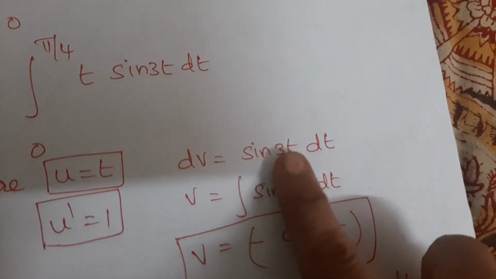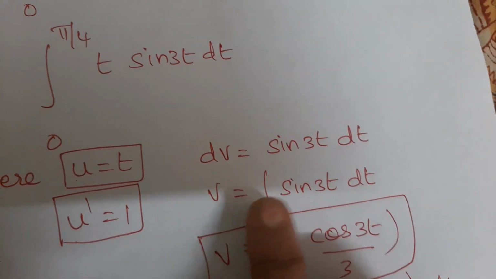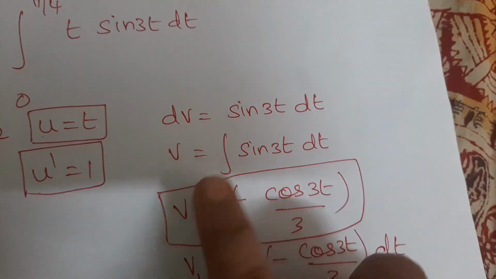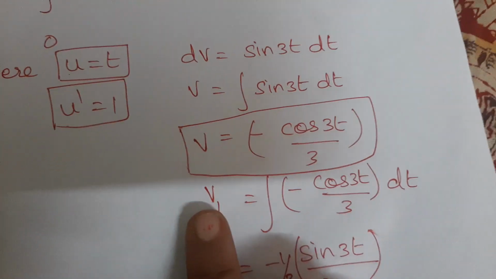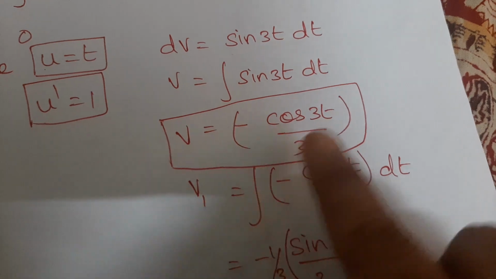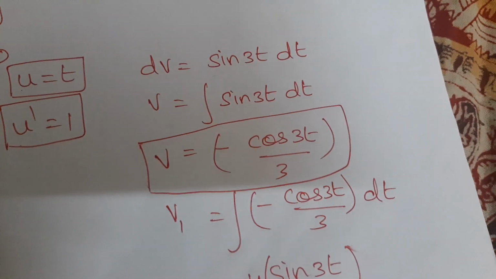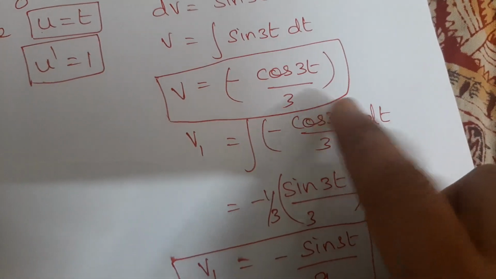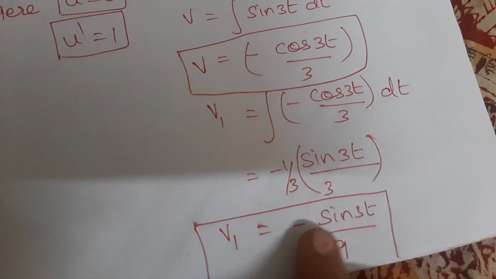So dv is equal to sine 3t dt. From this dv, how can you find v? You integrate sine 3t dt. The integration of sine 3t dt is minus cos 3t by 3. So v1 is the integration of this answer, the integral of minus cos 3t by 3 into dt. This minus 1 by 3 I can take outside. The integration of cos 3t is sine 3t by 3. Therefore v1 is equal to minus sine 3t by 9.